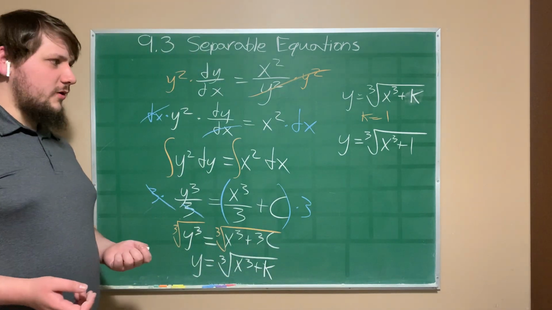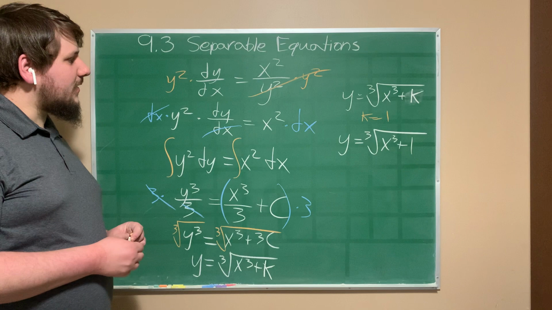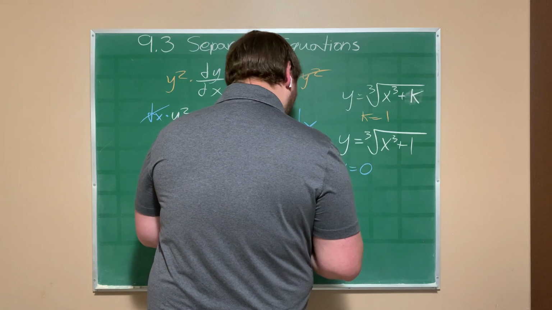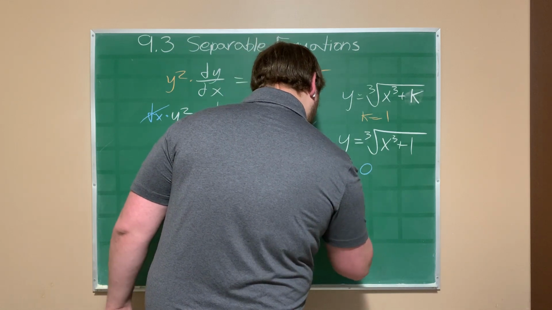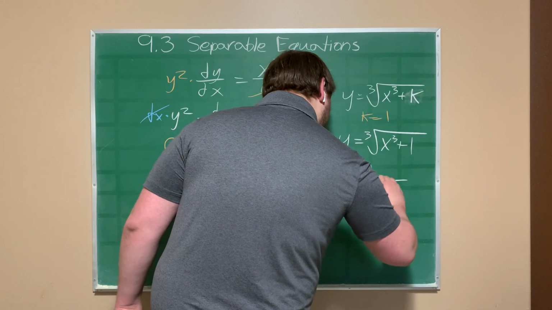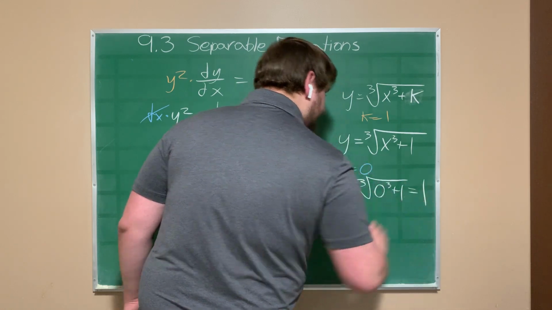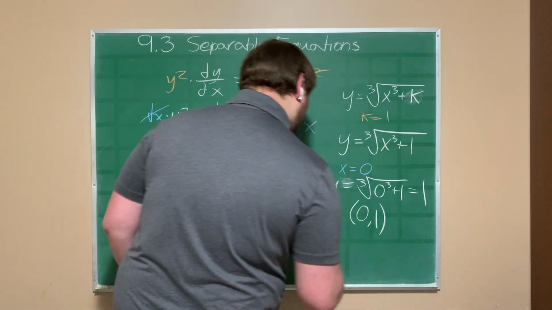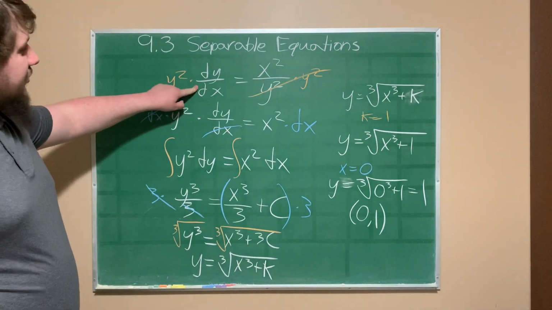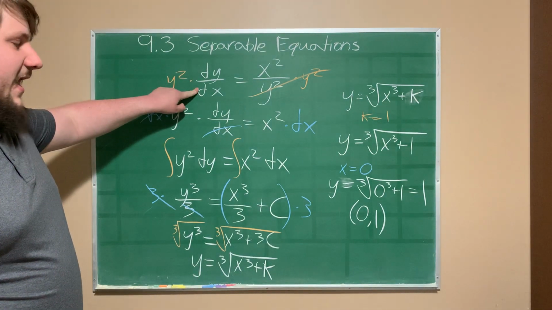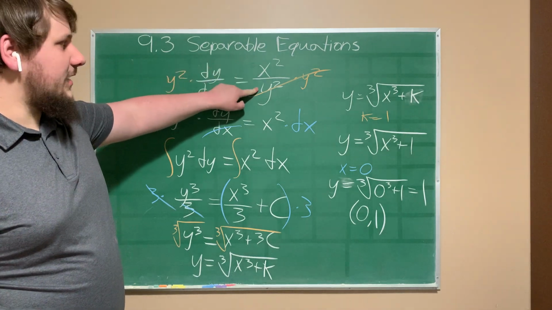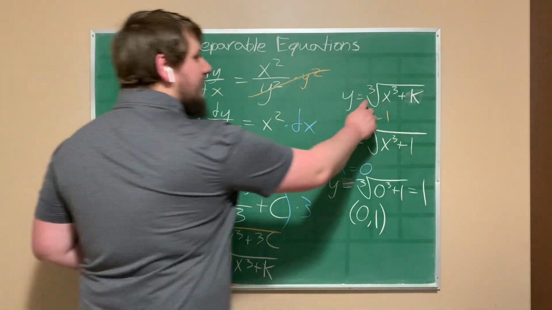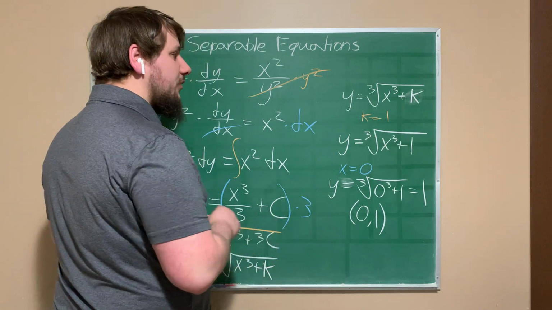Now, I want to pick a single coordinate here. Let's use x equals 0, just for some simplicity. If x is equal to 0, then y is going to be equal to the cube root of 0 cubed plus 1, which is just 1. So we're looking at the coordinate pair here, 0, 1. This differential equation says that the derivative of y with respect to x at this location would be 0 over 1, 0 squared over 1 squared, which is 0. So let's see if that's actually true. Is the derivative of this expression 0 when x is equal to 0?